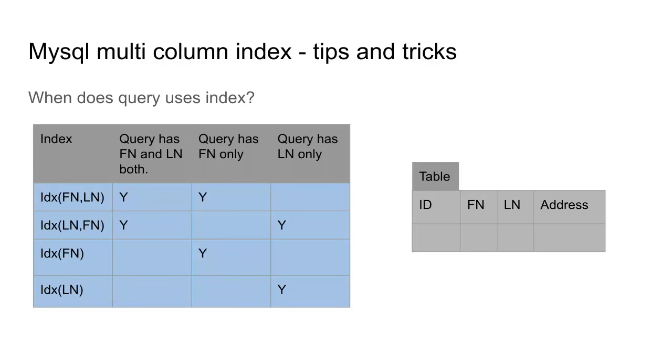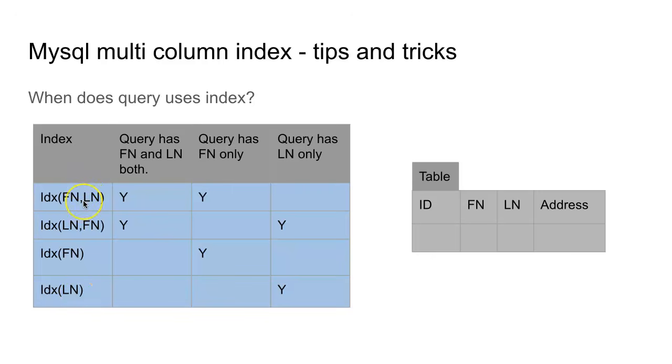Now consider a table having 4 columns: ID, first name, last name, and address. We'll consider first name and last name for the purpose of this video. In total there are 4 indexes you can create. One index on first name, last name. Another possibility is last name, first name. Remember that these two are different indexes. The order of columns does matter in the index. Then we can create an index on first name and an index on last name.